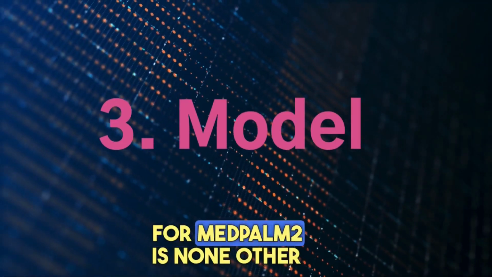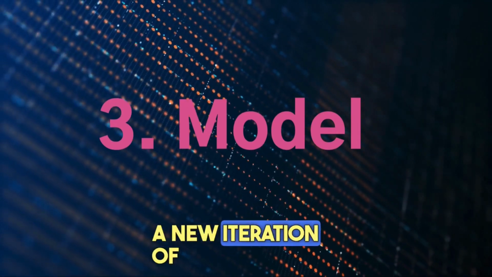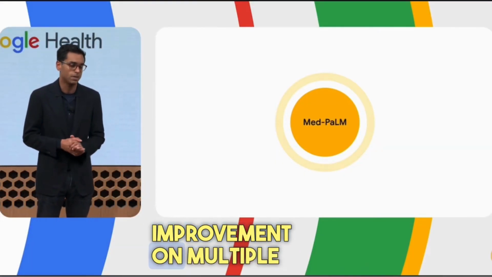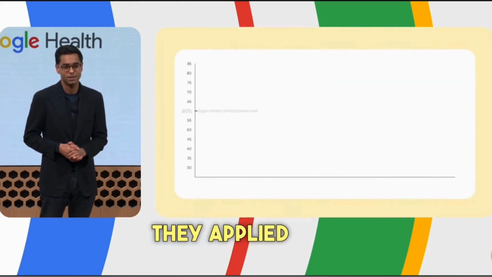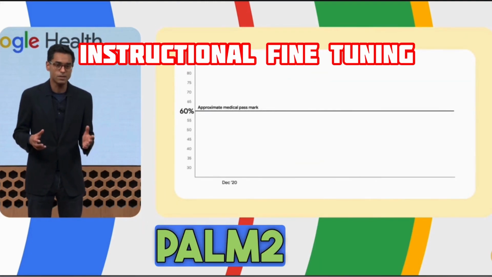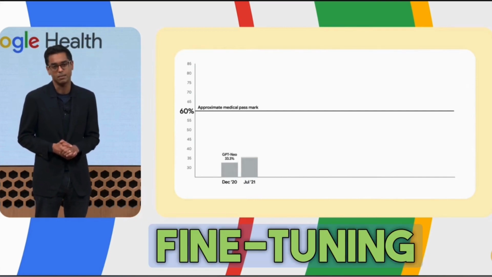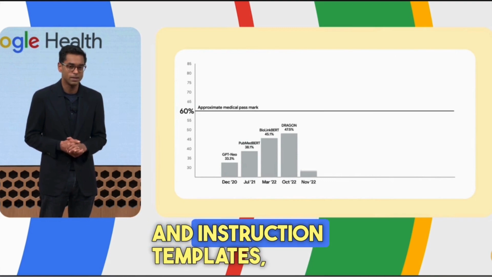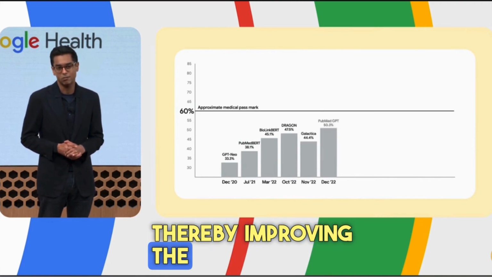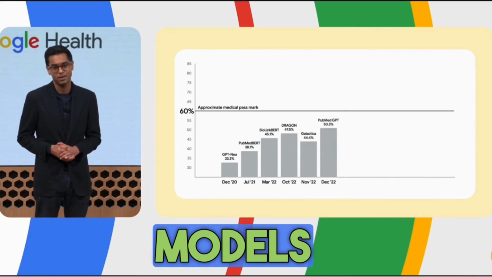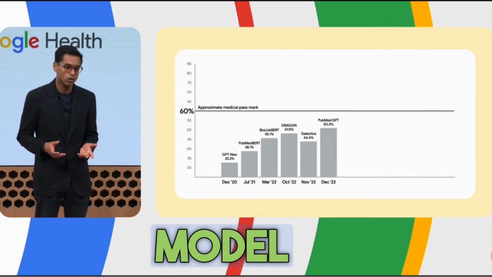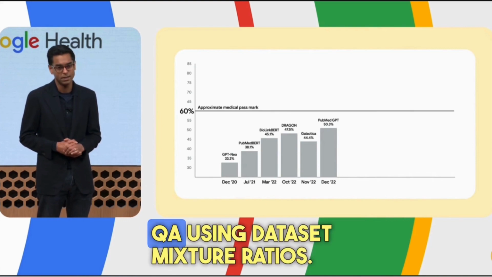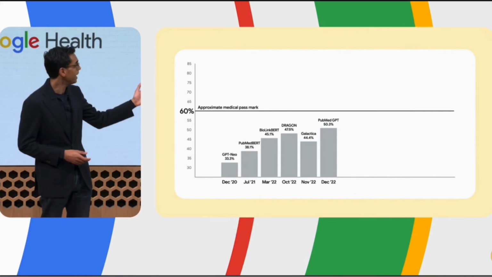Base LLM for MedGemma 2 is none other than PaLM 2, a new iteration of Google's Pathways large language model with substantial performance improvement on multiple LLM benchmark tasks. They applied instruction fine-tuning to the PaLM 2 LLM. Instruction fine-tuning is the fine-tuning of a language model on a collection of tasks described via instructions and instruction templates, thereby improving the zero-shot performance of large language models on unseen tasks. They trained a unified model which is optimized for performance across all datasets in MultiMedQA using dataset mixture ratios.